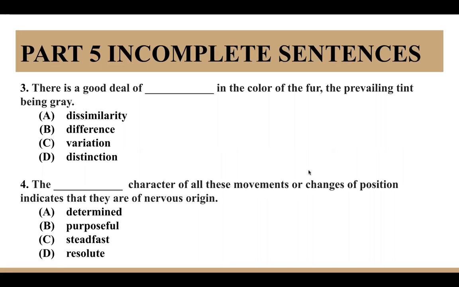Of all these movements, something changes movement from one to the other, right? Determined character, purposeful character, steadfast character, or even resolute character. So here it's all about an adjective that describes character. Is that right? So indicate that they are of nervous origin. So we have to see the meaningful word here, which is related to this one. Indicate, meaning purpose, is that right? Purpose, or aim at something, all right? So what we need to put in that blank is something that is related to purpose.